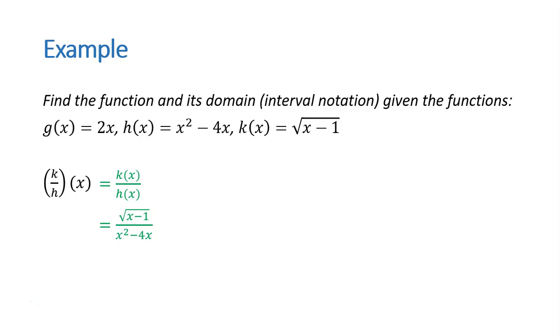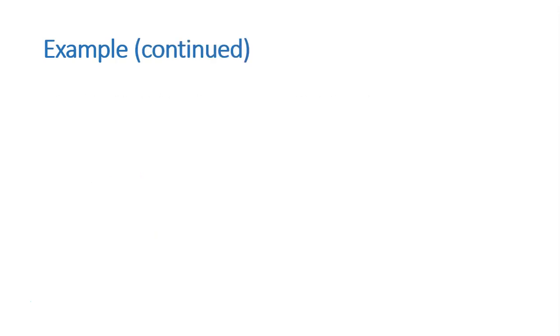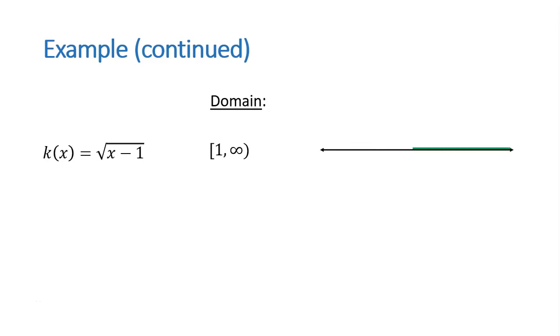So this is a substantially more complicated function than the other two we ended up with before. So let's see what happens with the domain on this one. So we need the domain for each of our individual functions. We just found this one before, so k of x is equal to square root of x minus 1. The domain is going to be everything from 1 to infinity. Remember, we can't plug in anything less than 1 because that's going to make whatever's under the square root negative. So if we graph that, that's part of the real number line, just from 1 to infinity.